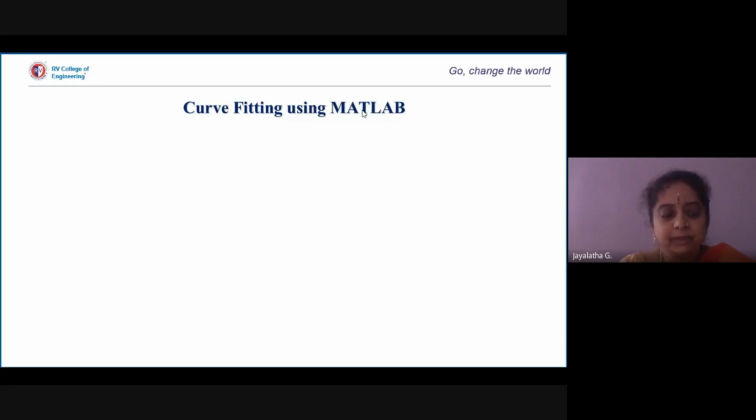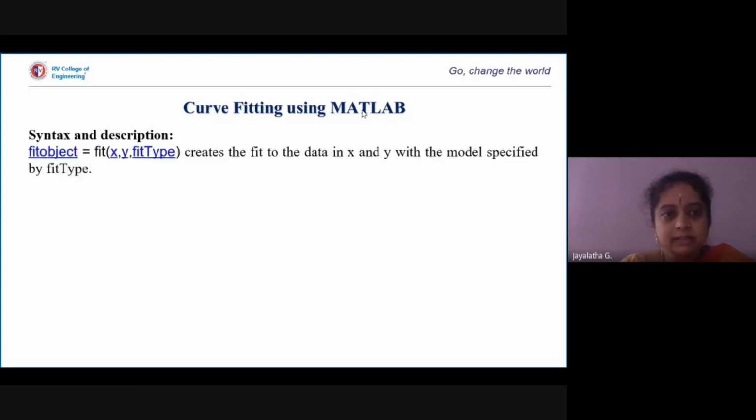I'm keeping in mind that the topic is over and I'm just recalling what all you have studied. Now we have come to the important point where you need to learn how we are going to code it using Matlab. So let me just quickly tell you the syntax and description. It is just fit object.